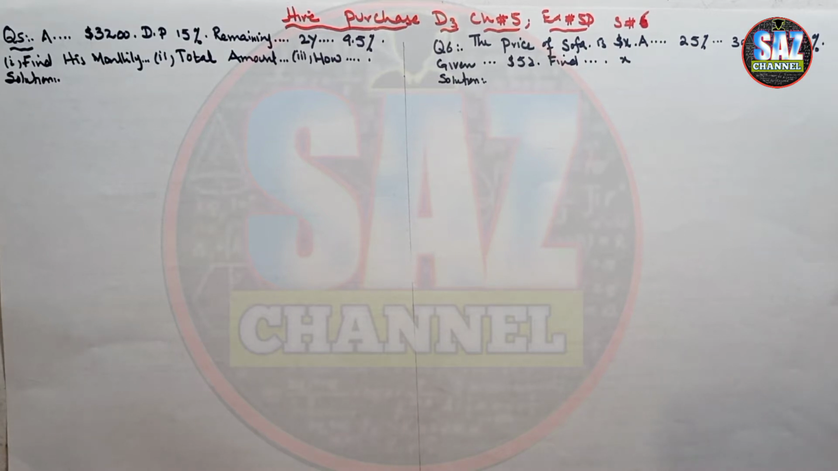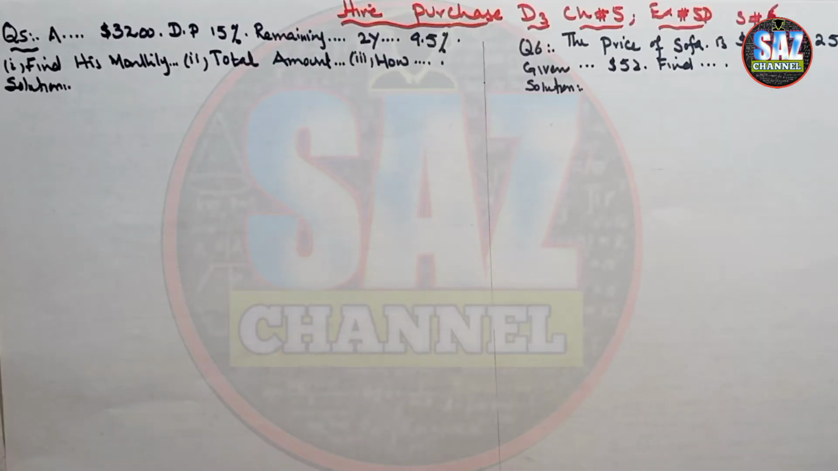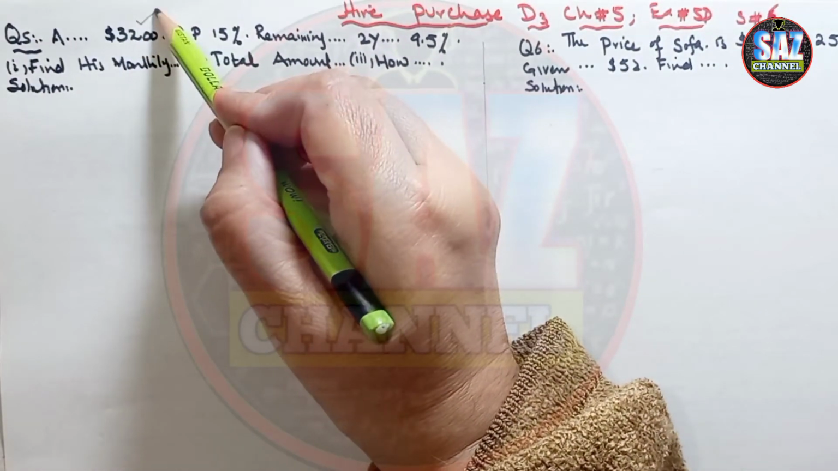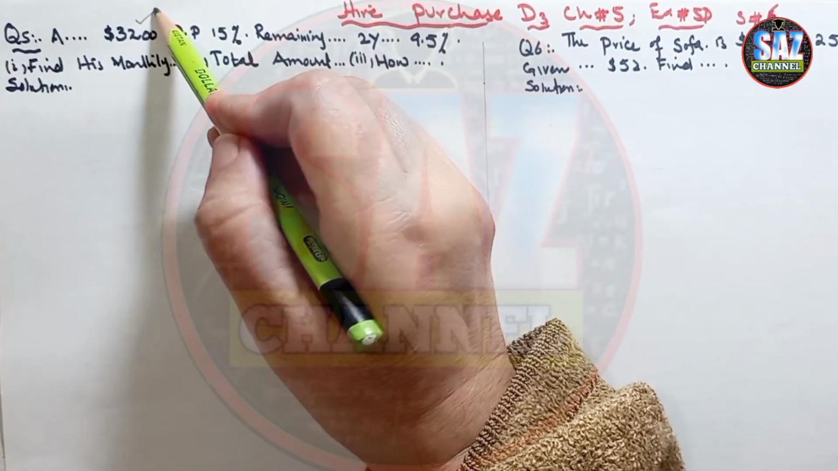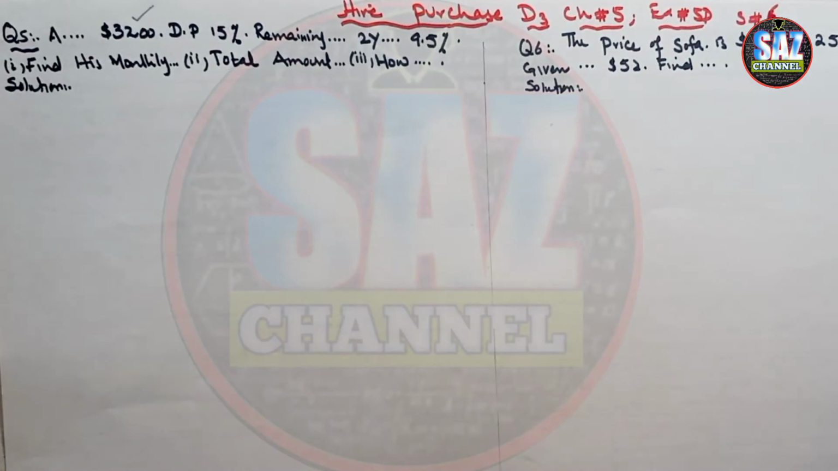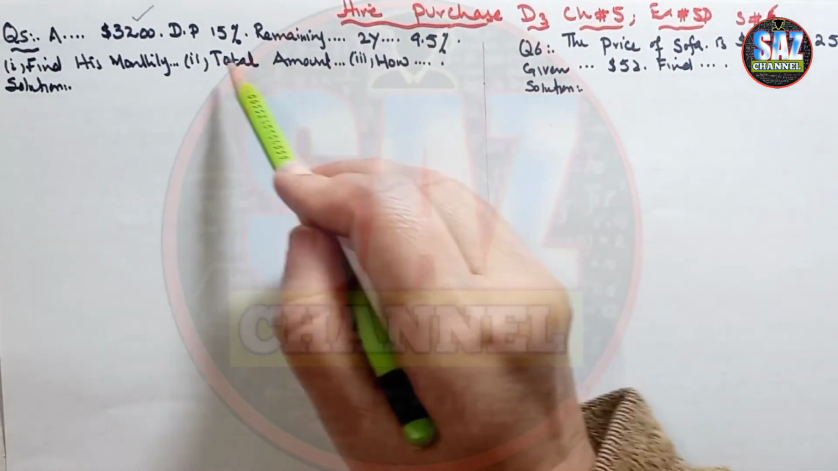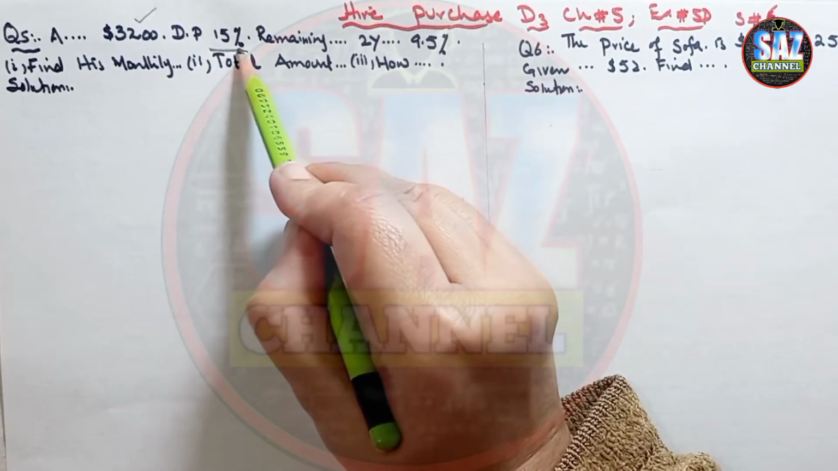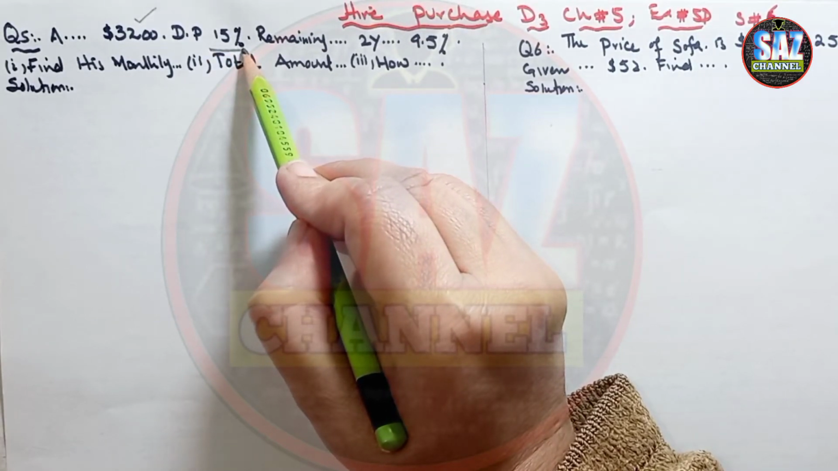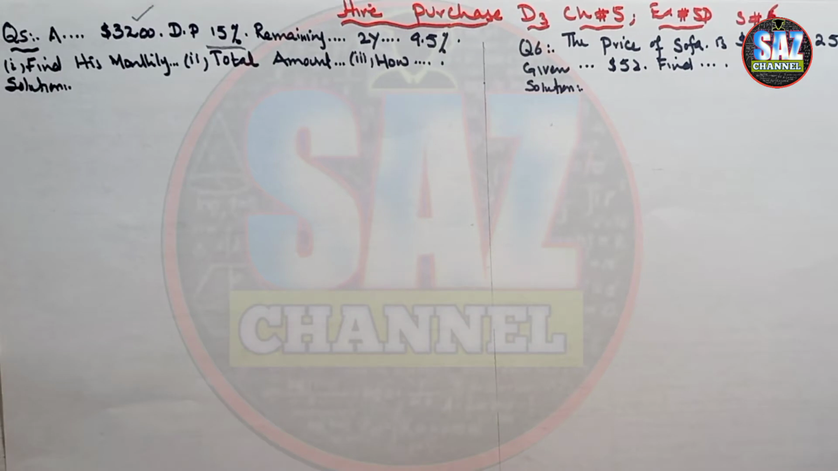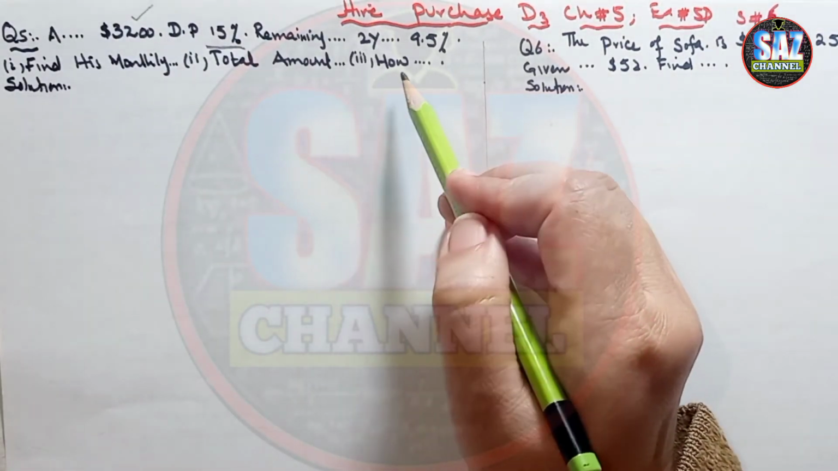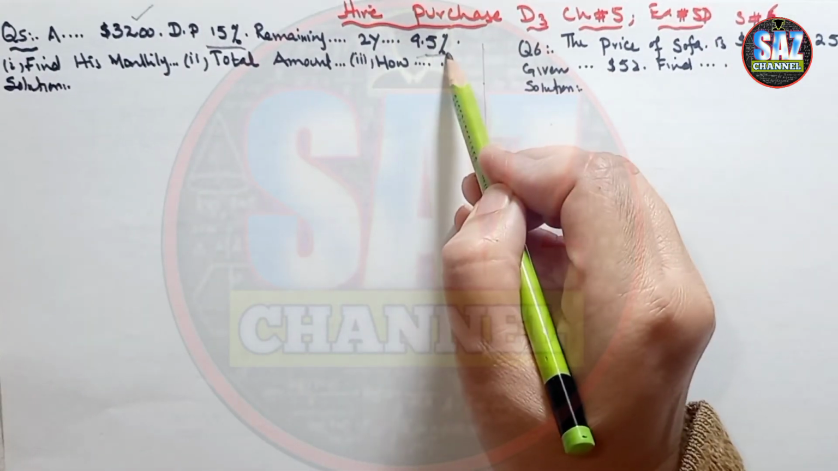Let's read the question from the book, as the questions are long. The question says: a computer system is priced at $3,200. A man buys the computer system on hire purchase according to the following terms: a down payment or deposit of 15%, and the remaining to be paid in monthly installments over 2 years at the simple interest rate of 9.5% per annum.